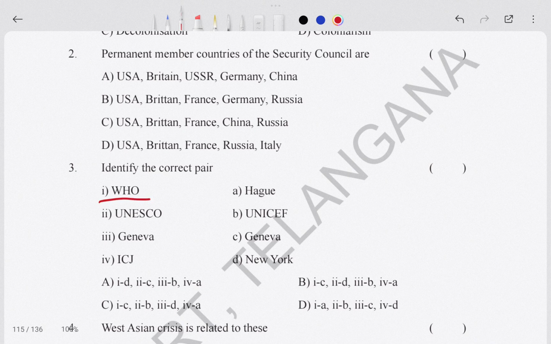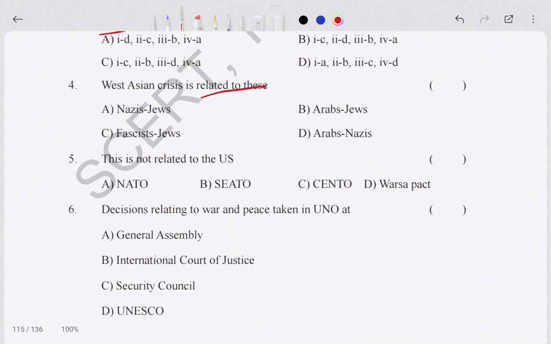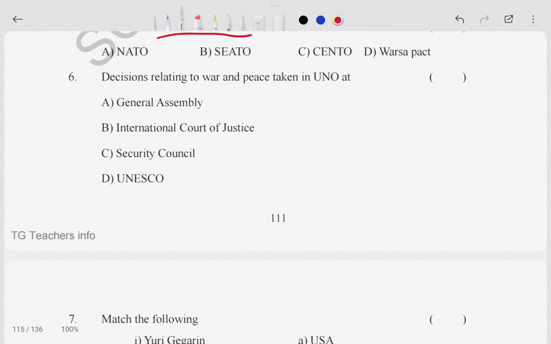What is meant by WHO, World Health Organization? And what is meant by ICC? You have to know about it. Then there is the West Asian crisis and questions related to this. This one is not related to the USA, so we have to tell about this.